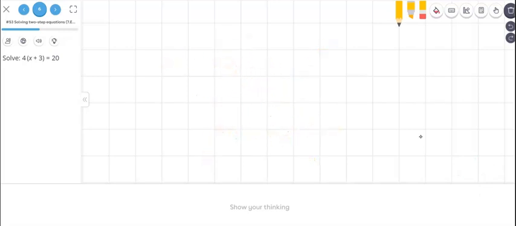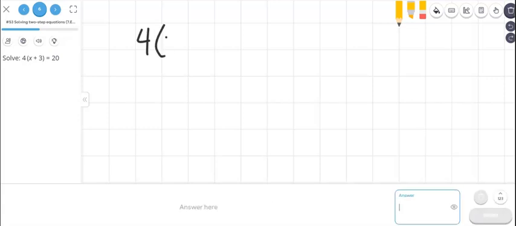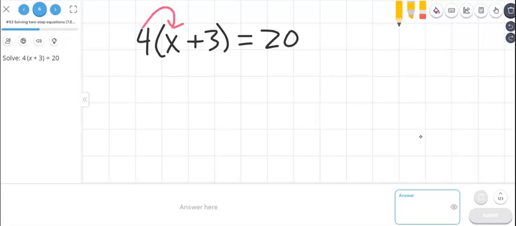Okay, now we got our distributive property. So if you actually learned distributive property when we did distributive property, this stuff is very easy. Equals 20. All right, so the first thing we got to do is distribute this 4. So we get 4 times x is 4x plus, and then we got to go 4 times 3. That gives me 12.